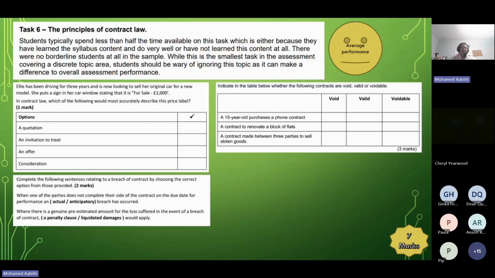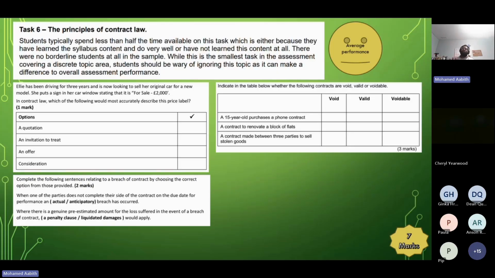So that means the person who wants to buy the car can come and knock at Ellie's place saying, oh, I see that there. What do you say about that? Then Ellie is going to offer, okay, I'm going to sell it for £2,000. Then that now becomes an offer. Whatever is written on the window, it's not yet an offer. This is an invitation to treat. Same as what you see in a supermarket.